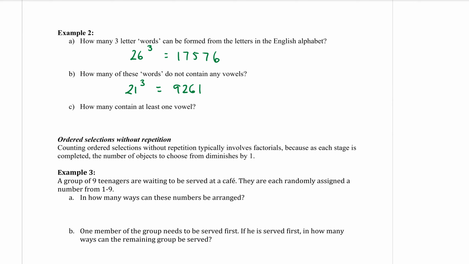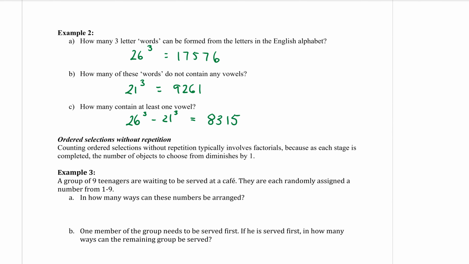Okay, so all I do is go from the start, 26 to the power of 3 minus 21 to the power of 3. You don't have to write those big numbers. And that is 8315.